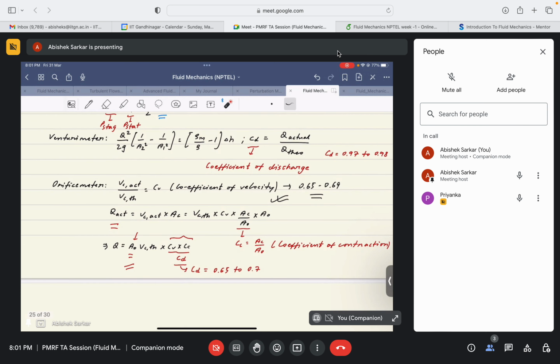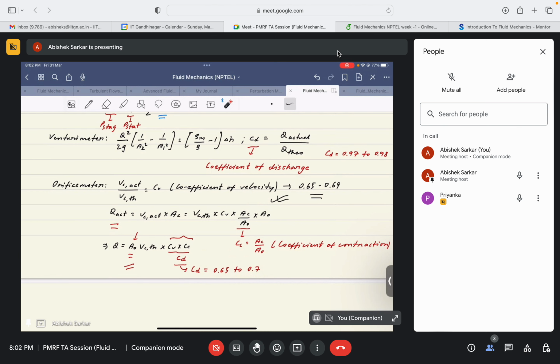It's fine, sir. Basically, the product of the coefficient of velocity and the coefficient of contraction gives the coefficient of discharge in the case of an orifice meter, whose value usually varies from 0.65 to 0.67. Like sir has mentioned, that's why I also recollect, but these two I need to check. I'm sorry. So this is fine, I guess, right?